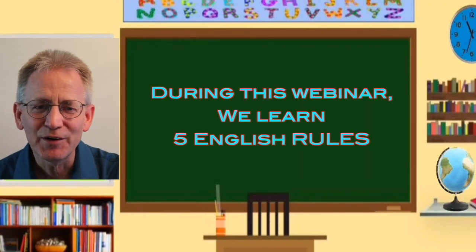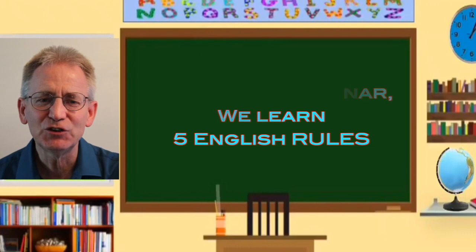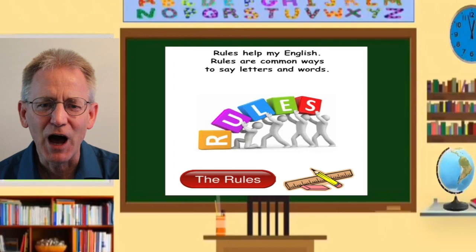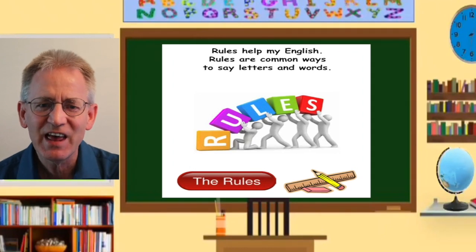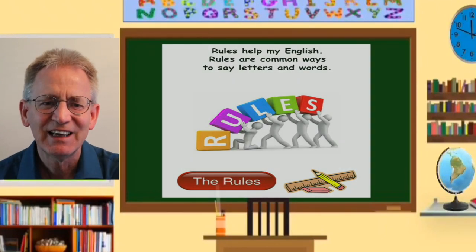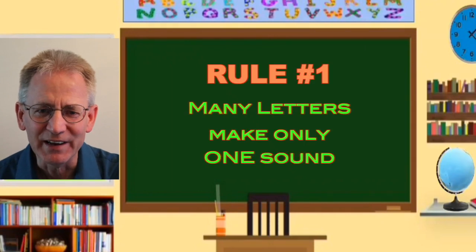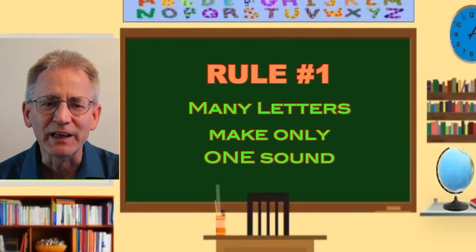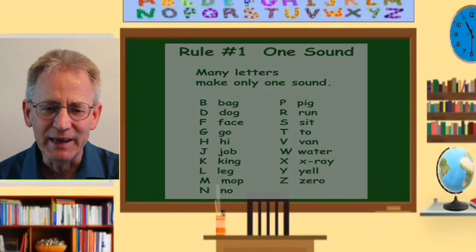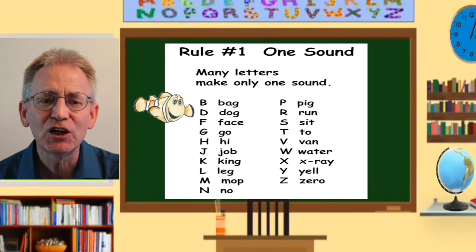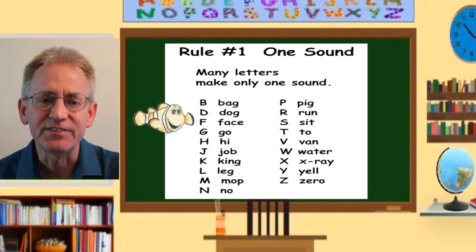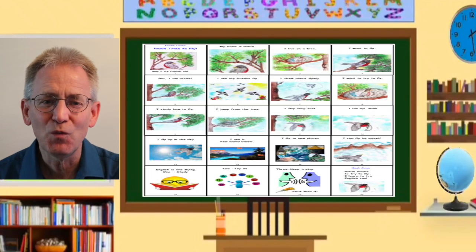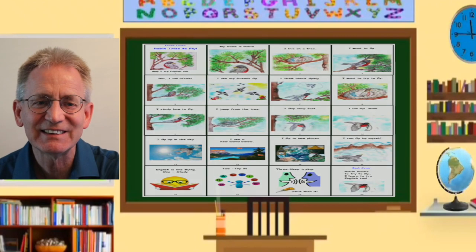During this webinar, we learned 5 English rules. Rules help my English. Rules are common ways to say letters and words. Rule number 1. One sound. Many letters make only one sound. B, bag. D, dog. F, face. Here's a one pager for those who want more practice.